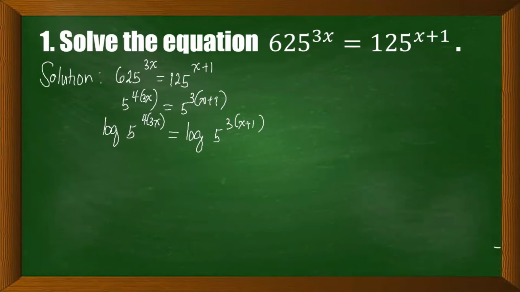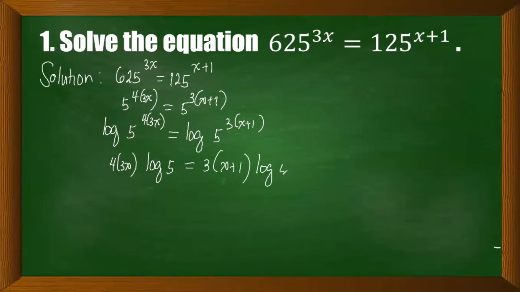The logarithm of something with an exponent, right? Then that is equal to 4 times 3x, the exponent times the log of 5. And this one, the exponent 3 times x plus 1, then the log of 5. And since log of 5 is a constant, we can divide this by the log of 5.